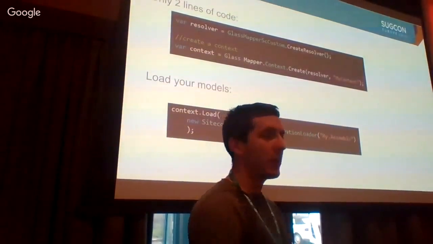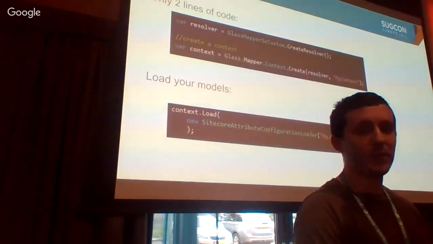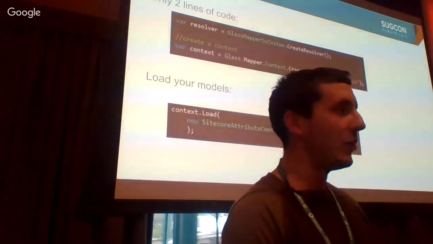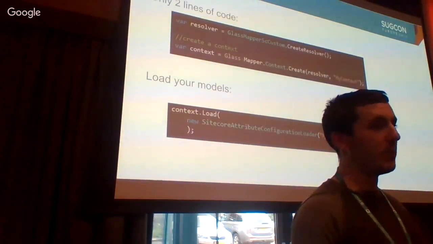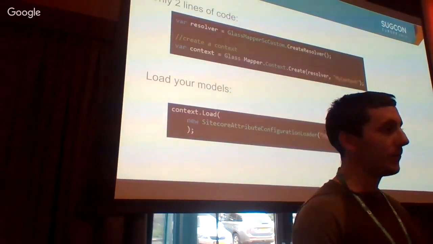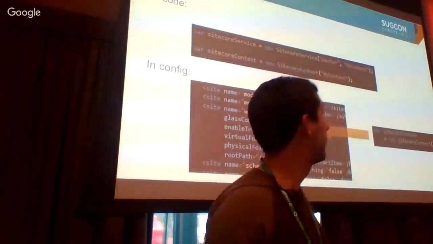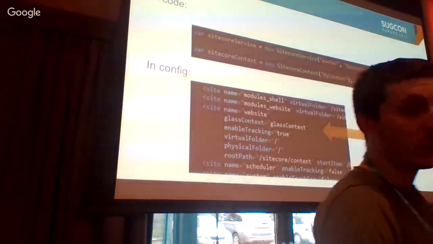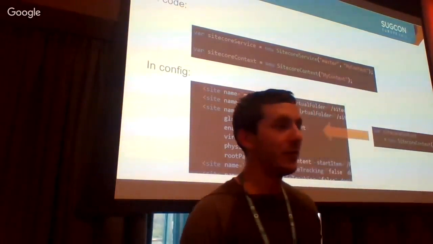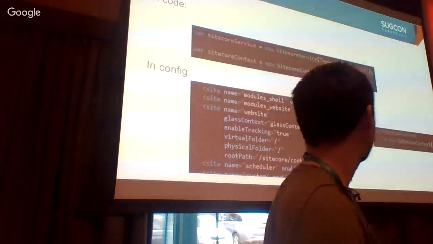Creating a context is really, really simple. You just need to give it a dependency resolver, and give it a name. And then you can start loading your mappings into it. And those contexts will be kept separate at runtime. So this gives us lots of flexibility, which we'll go into in a minute. Once you've created your context, you're obviously going to want to use it. And again, it's the second parameter on the site call service.